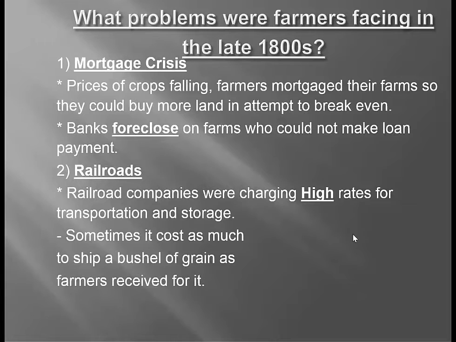Railroad companies were another problem. You had to get your crops to market, and wagons wouldn't hack it, so they got them on the trains. Well, railroad companies were charging such high rates for transportation and storage that sometimes it cost just as much to ship a bushel of grain, whether corn or oats or whatever it happened to be, as the farmers received for it. So the railroads were partly to blame here. Farmers were really facing two major problems: the mortgage crisis and trying to get their crops transported to where they could sell them.